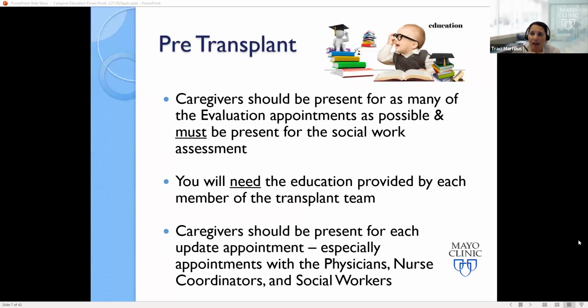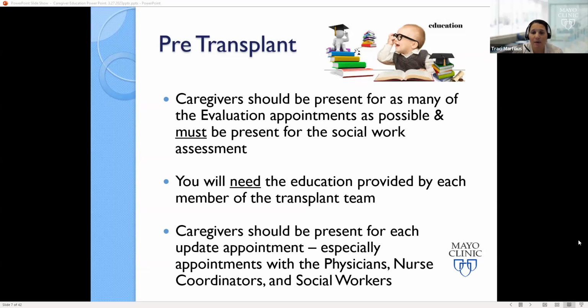And also, sometimes patients can be obviously very sick coming into transplant. Their concentration levels wax and wane. So they don't always hear information like they normally would if they were healthy. They may miss pieces of information, and also they may need help giving information as well. And that's why we like to have that caregiver there. It also shows a level of commitment on the caregiver's part as well.